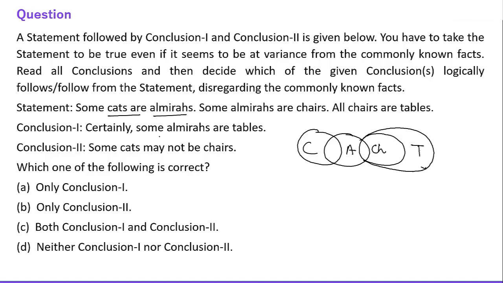First is, certainly some almirahs are tables. Yeah, it is correct. Second, some cats may not be chairs. Yeah, this is also correct, because the question is saying may not be the chair, right? So obviously we can draw like this, where cats may be there in some chairs. The first says certainly, so this has to be true, but this can be true, by making the Venn diagram in this order. So both the statements are correct. Right, everyone? Now let's move to the other question.